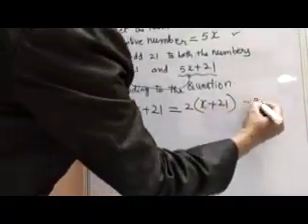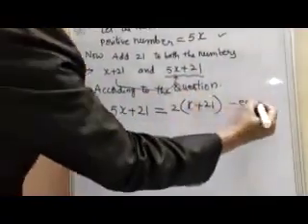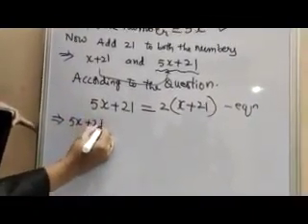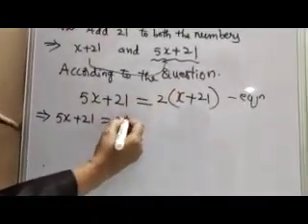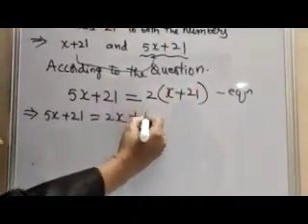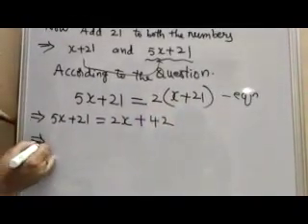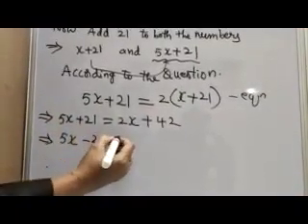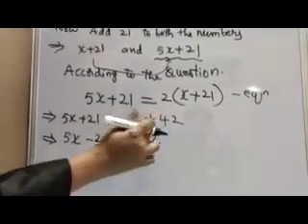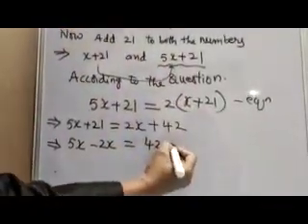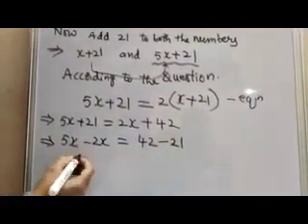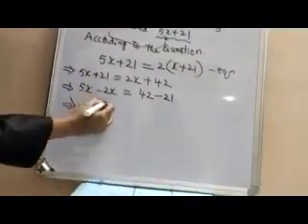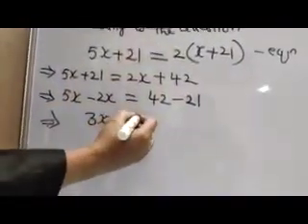This is the equation. This is the linear equation. That implies 5x plus 21 is equal to 2 into x, that is 2x, 2 into 21 is 42. That implies 5x, transposing 2x to the left hand side, becomes minus 2x, equal to 42 as it is, plus 21 transposed to the right hand side becomes minus 21. Simplify here, that implies 5x minus 2x is 3x is equal to 42 minus 21, which is 21.